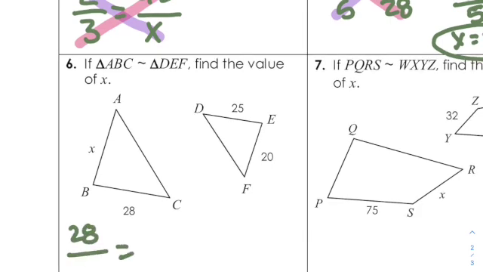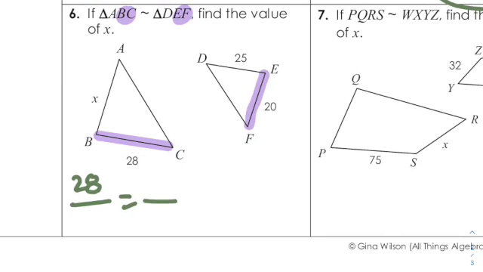So we want 2 fractions to equal each other, right? So if we look, 28 is line BC, right? BC is the second and third letter. EF is the second and third letter. So those are proportional, okay? So we'll do 28 over 20.